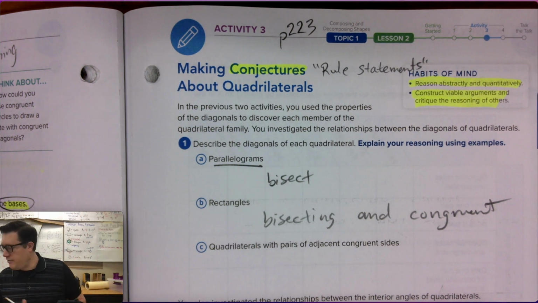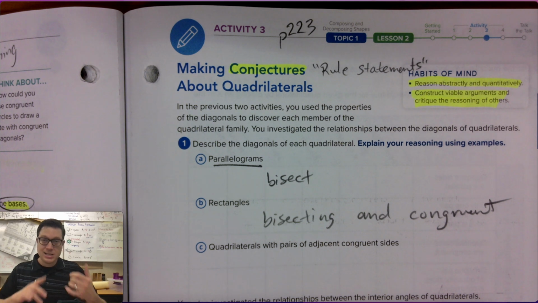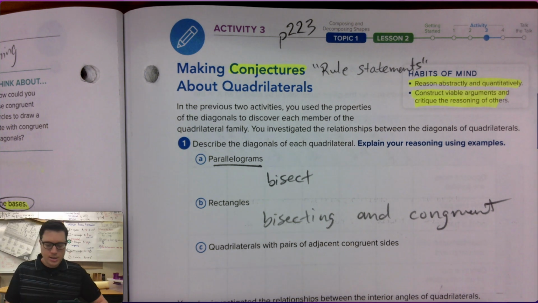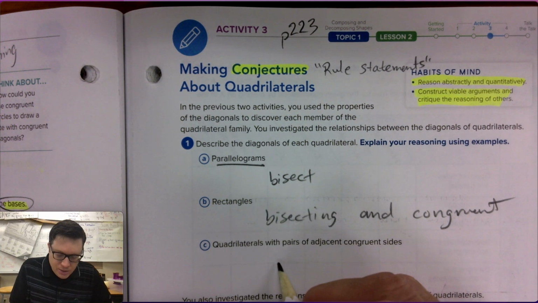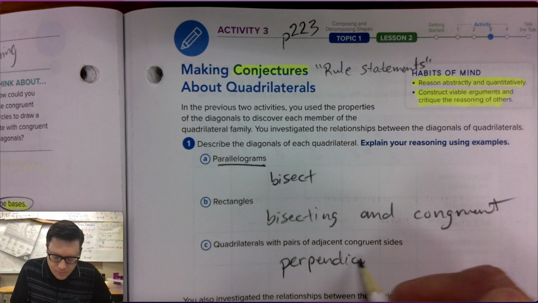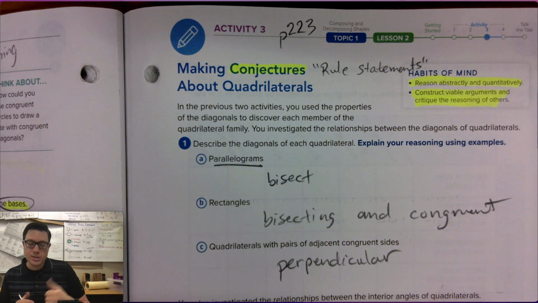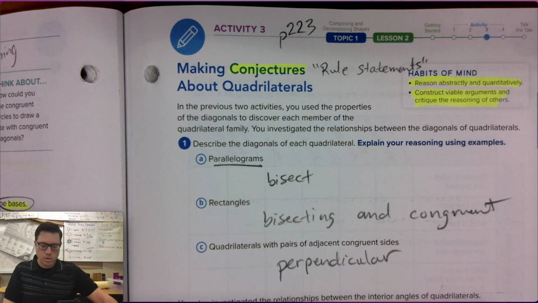Quadrilaterals with pairs of adjacent congruent sides, in this case, that's rhombuses and kites, that means that the diagonals are perpendicular. Not necessarily always bisecting, only rhombuses do that because rhombuses are a special type of parallelogram.